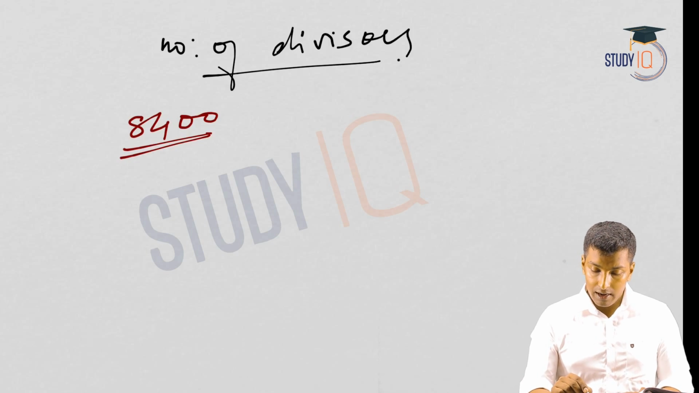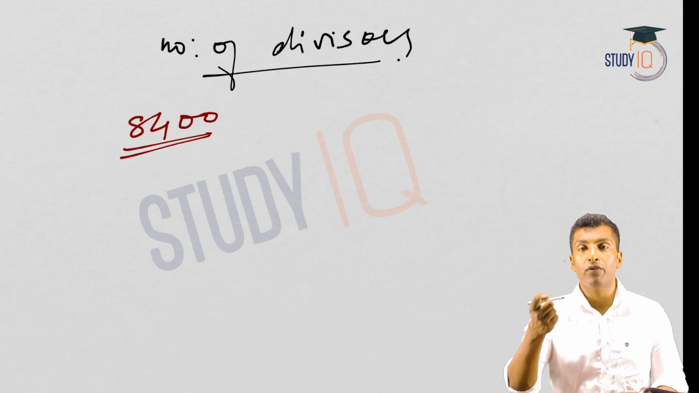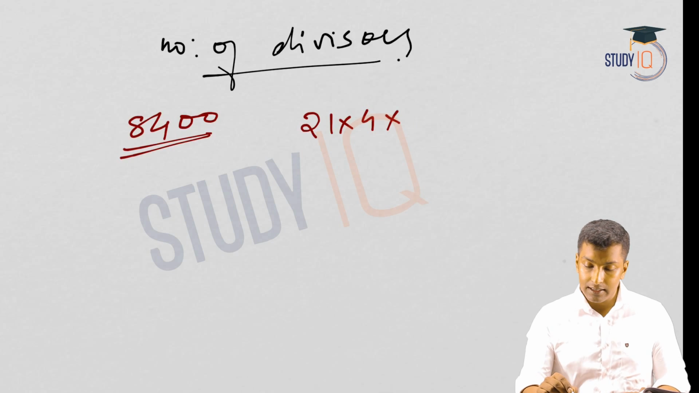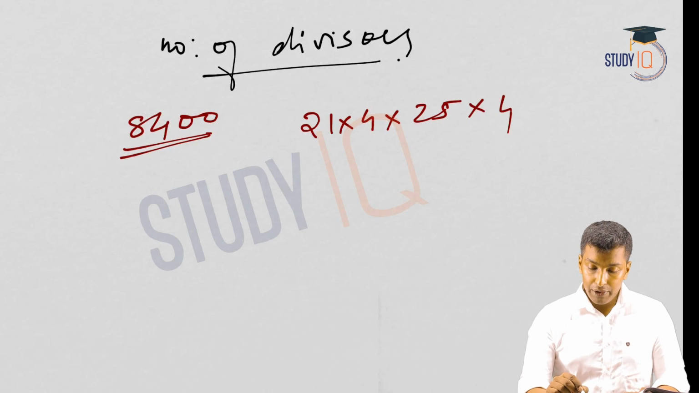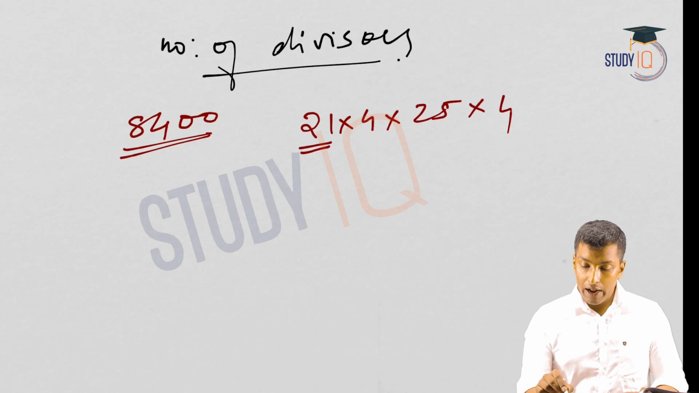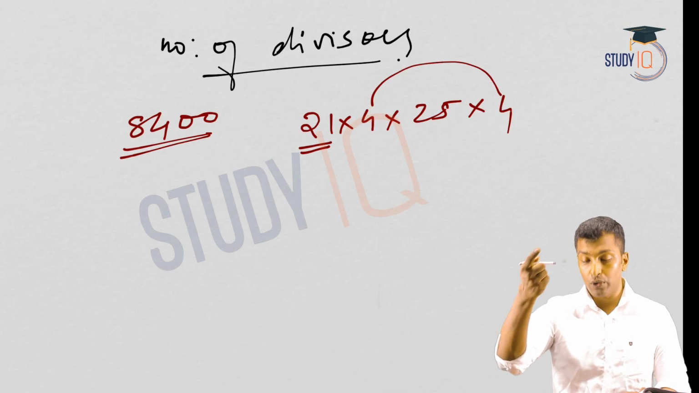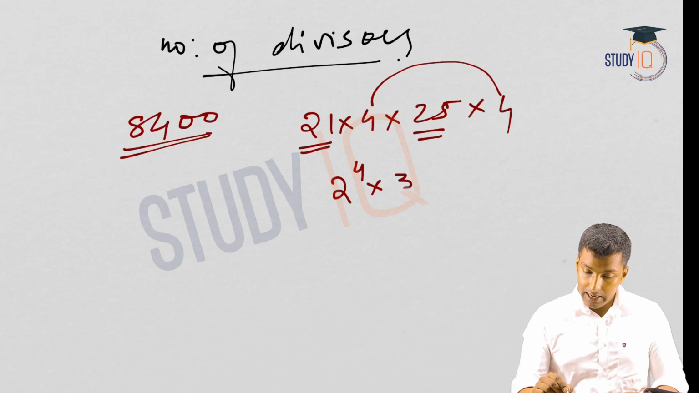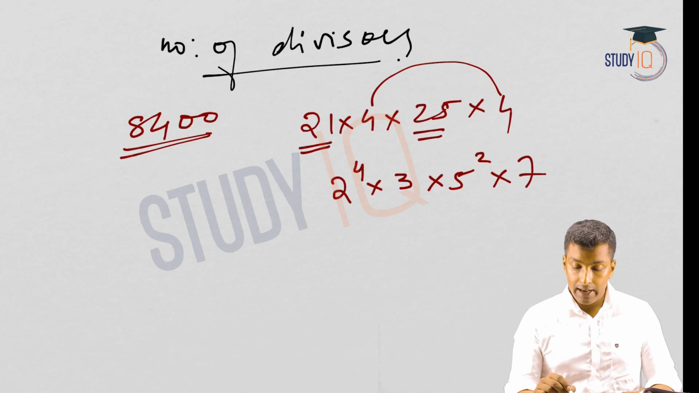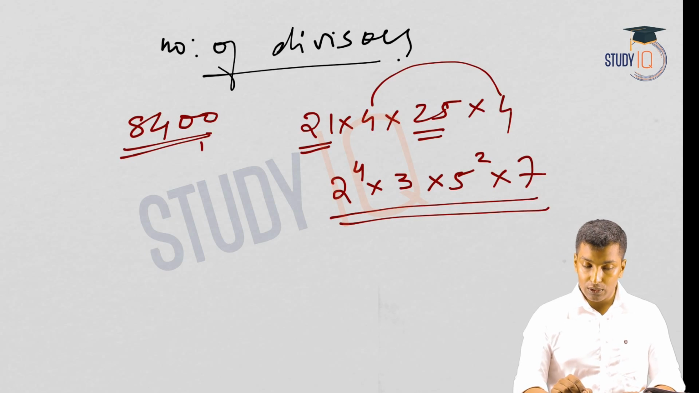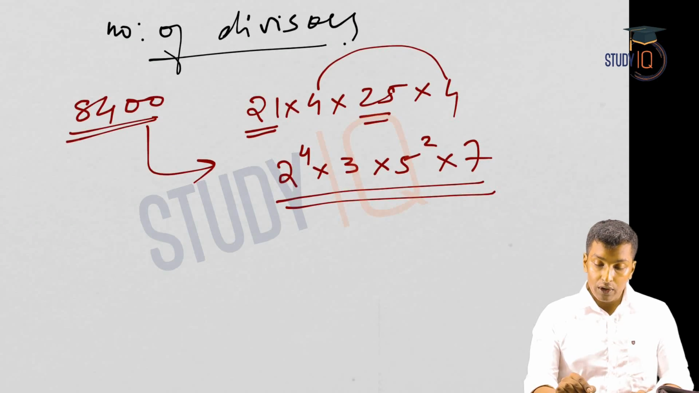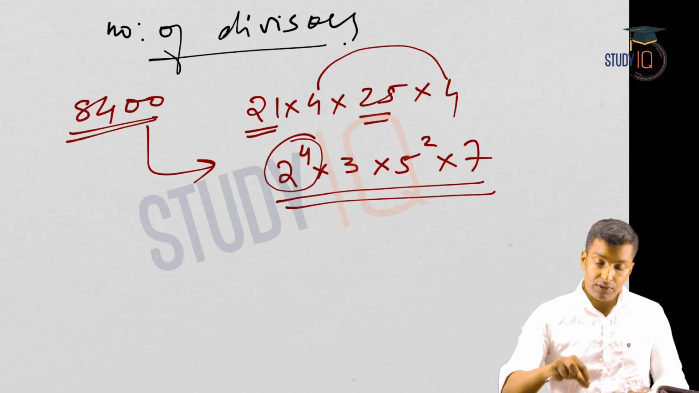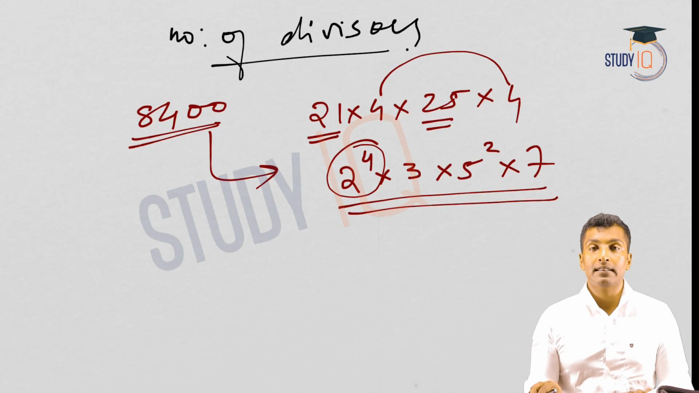You can write it as 21 into 4 into 100. 100 I can write as 25 into 4. Now 21 you will write as 7 into 3. 4 and 4, that is 16, you will write as 2 raised to 4. So 2 raised to 4 into 25 which is 5 square, in between there is a 3, then 5 square into 7. So this is the prime factorization of 8400. 2 raised to 4 means 4 2's are there, then 1 3, 2 5's and 1 7. This is what you understood when prime factorizing.